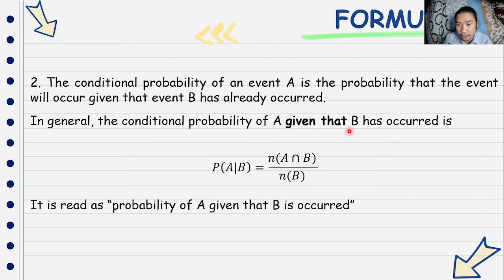Since yung given natin is event B, ayun yung magiging denominator natin. And if we need to find the probability of A, event A will be the first one to write before the given event B.